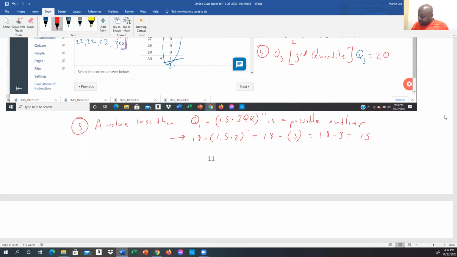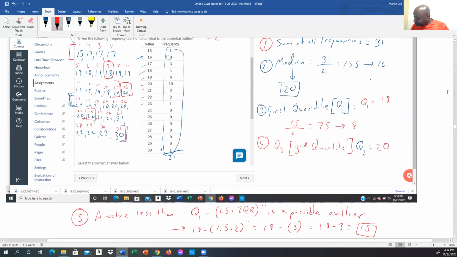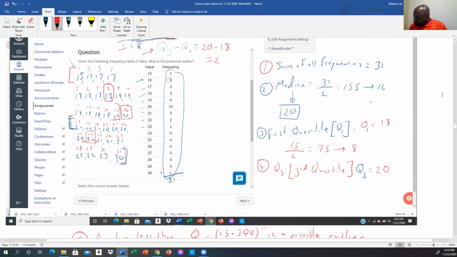So since I have this value of 15, I want to look back in my table to see if there's any value less than 15. Well, looking at all this data here, I see I have a value equal to 15, but I do not have any values less than 15. So far, I don't have any outliers.